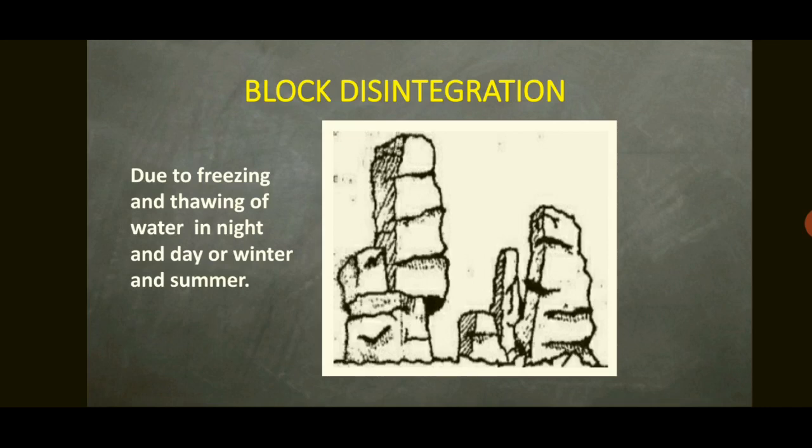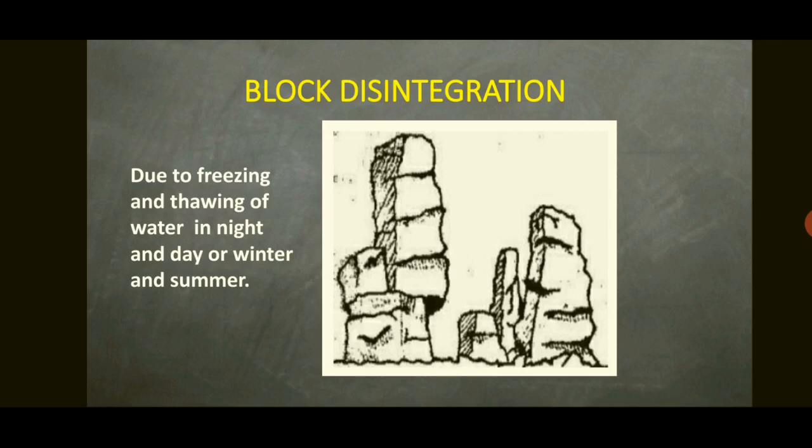It develops a wider crack. During the daytime or during the summer, when the water thaws, meaning melts, it moves away, and this process goes on day and night or during the change in the season, and because of that it develops wider cracks, and when the wider cracks develop, it becomes an even wider crack and it breaks down.